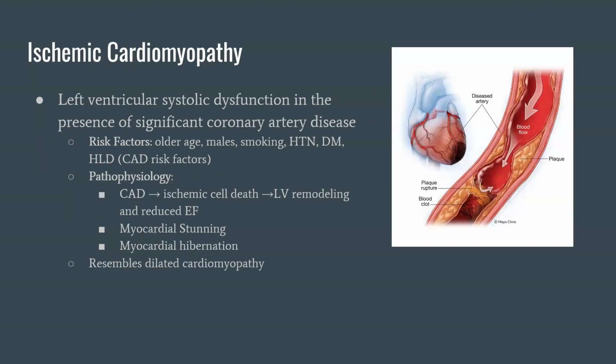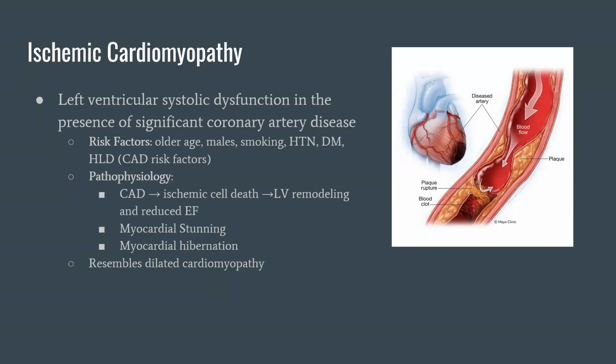So ischemic cardiomyopathy is defined as left ventricular systolic dysfunction in the presence of significant coronary artery disease. So usually the ejection fraction will be less than 50%. So there's systolic contraction issues with documented significant coronary artery disease. Now, what counts as significant coronary artery disease? Like 70%. More than 70%, close. Exactly. So that's considered significant.